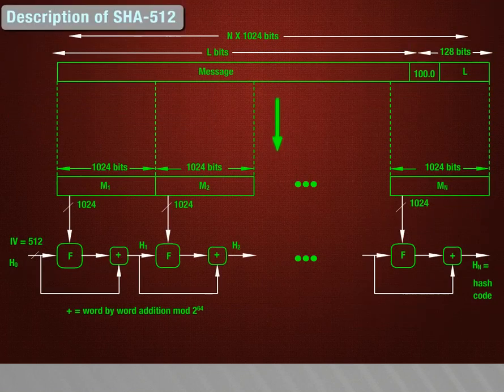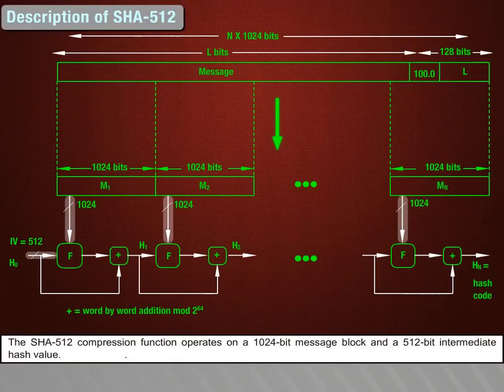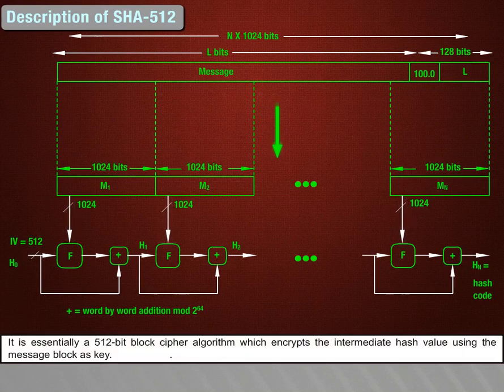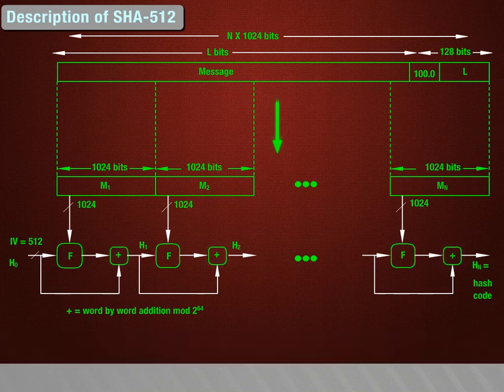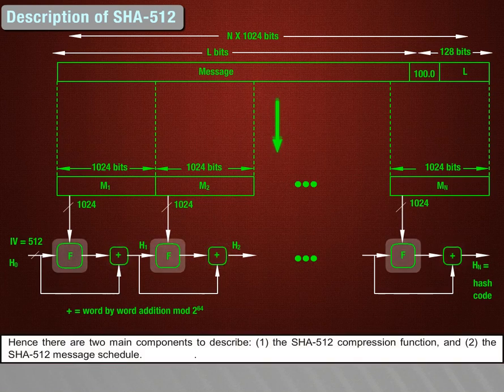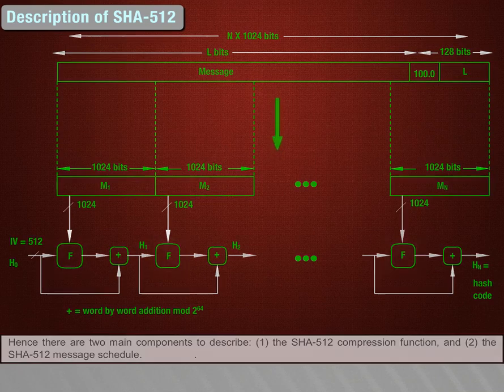Description of SHA-512. The SHA-512 compression function operates on a 1024-bit message block and a 512-bit intermediate hash value. It is essentially a 512-bit block cipher algorithm which encrypts the intermediate hash value using the message block as key. Hence, there are two main components to describe: the SHA-512 compression function and the SHA-512 message schedule.